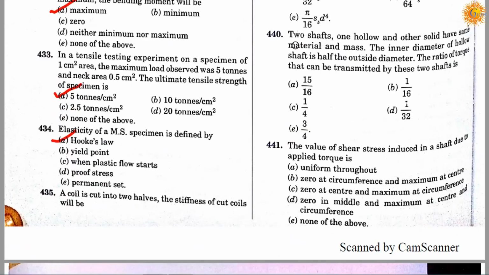Question number 440. Two shafts, one hollow and the other solid, have the same material and mass. The inner diameter of the hollow shaft is half the outside diameter. The ratio of torque that can be transmitted by these two shafts is option A 15 upon 16, option B 1 upon 16, option C is 1 upon 4, option D 1 upon 32, option E is 3 by 4. Correct answer is A, it will be 15 upon 16.